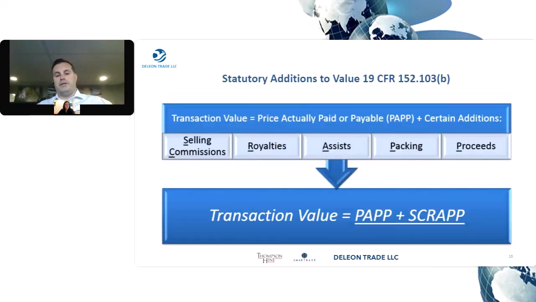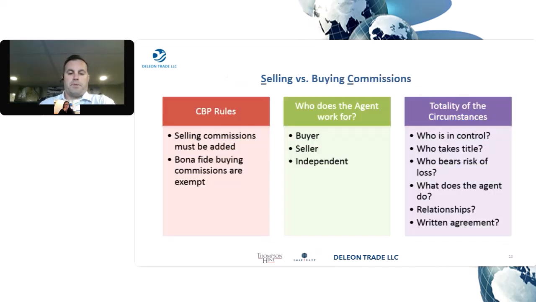Okay, so those are the deductions. Now we've got to talk about the additions, which is separate from the separate payments, the supplemental payments. There are all these other categories of statutory additions that get captured: selling commissions, royalties, assists, packing, and proceeds. So first one, selling commission.